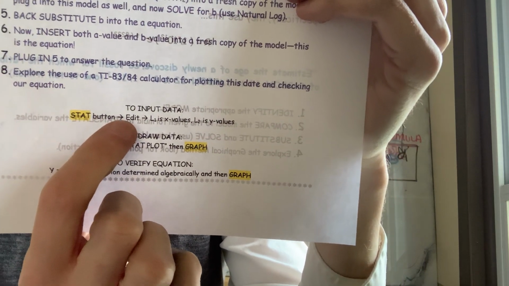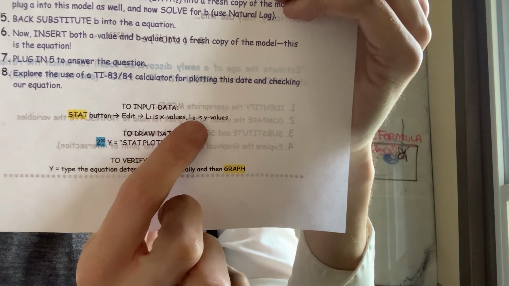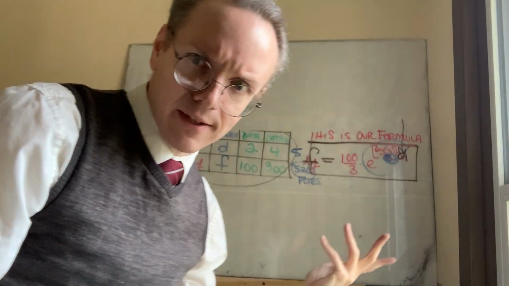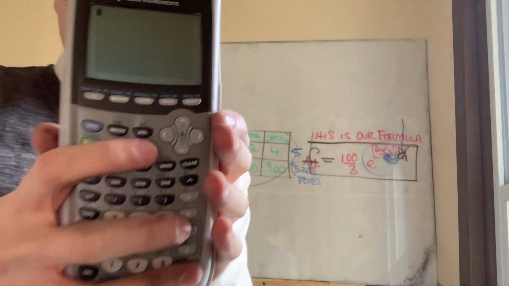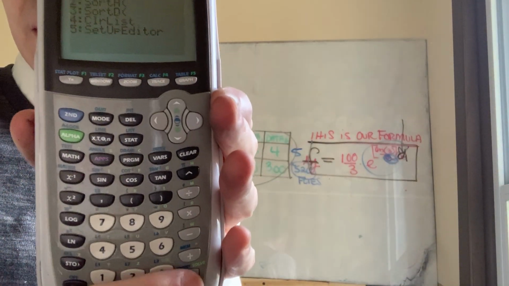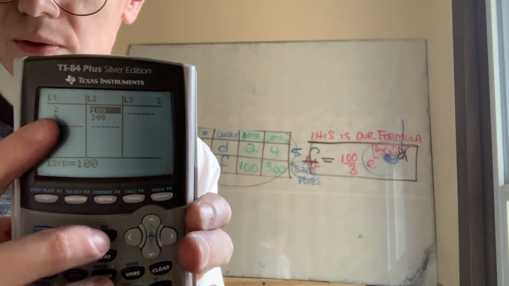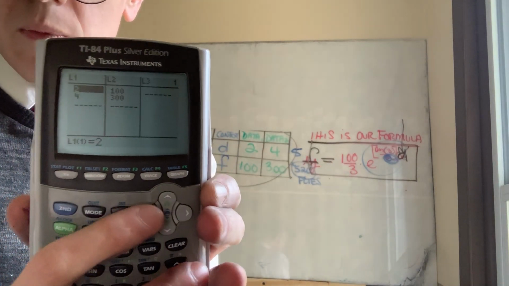Then click enter edit, and you'll see that there are lists: list 1, list 2, list 3, whatever. Let's just say that X is L1 and Y is L2. We don't have a lot of data, so it's not too complicated. Hit stat, edit, and now you see some data points. I already took the liberty of entering these.